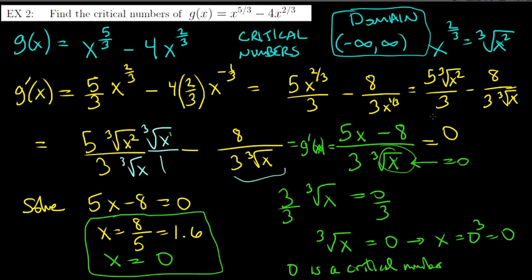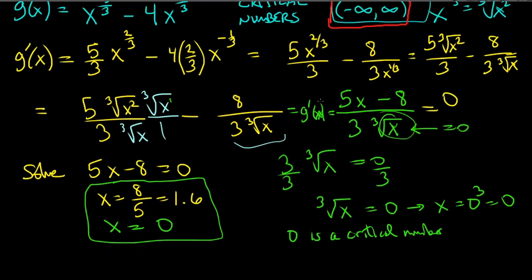Also notice that it's in the domain, right? 0 is in the domain of the function. You can plug 0 into g. In fact, let's do it. You just get g of 0 is going to be 0. But this is a point on the graph. (0, 0) is part of the graph.